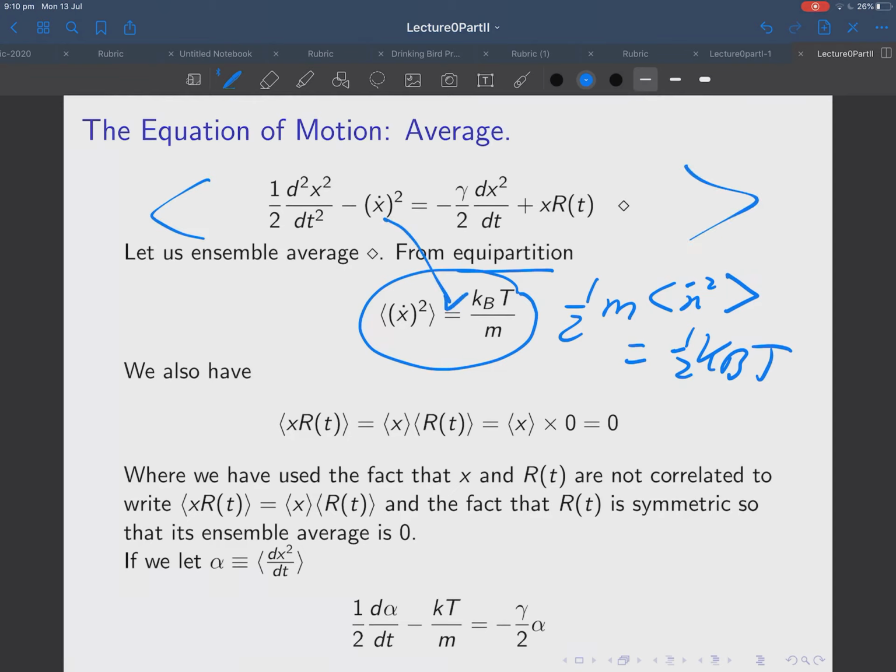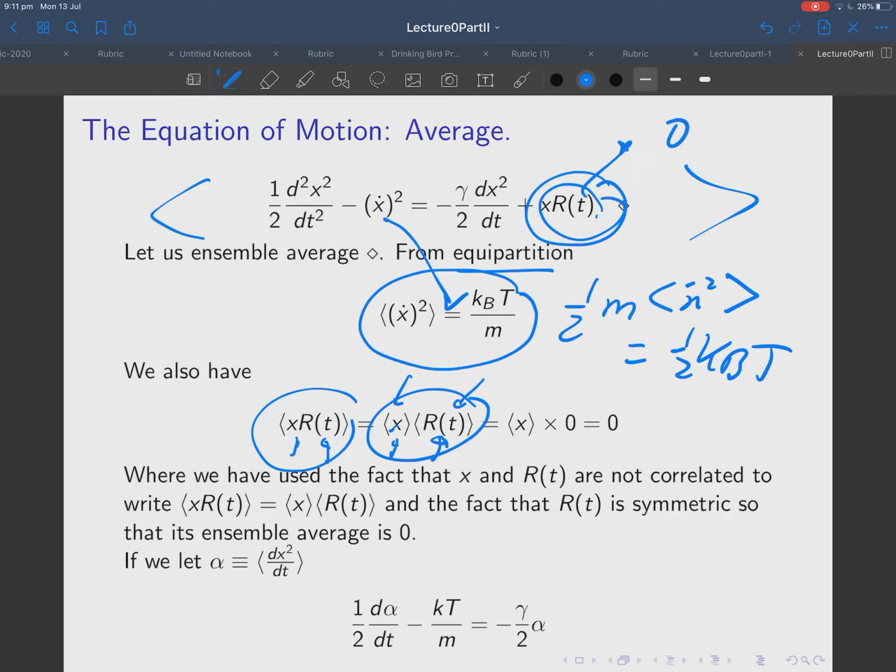That term is easy. We actually know what the answer is for our particle. We also know that the average of x times r of t, which would be this term here, is given by the average of x times the average of r of t. The reason for that is because these random bombardments have nothing to do with x. They're totally uncorrelated. So we can just split the thing up into the average of that times the average of that. And the average of r of t must be 0 because bombardments on the left and bombardments on the right must be the same. So this term averages out to 0. Okay, so we know that term and we know that term.